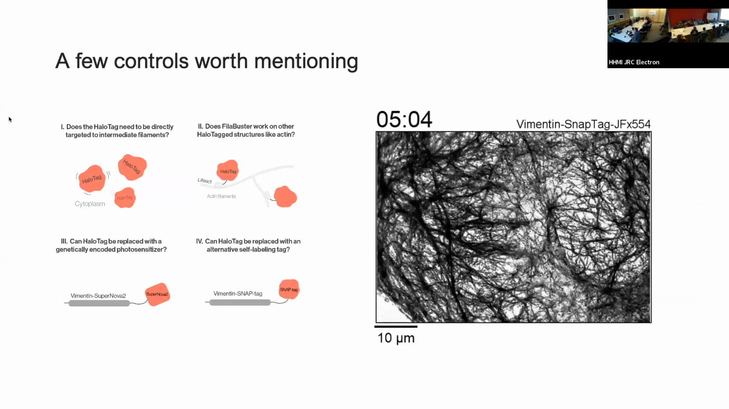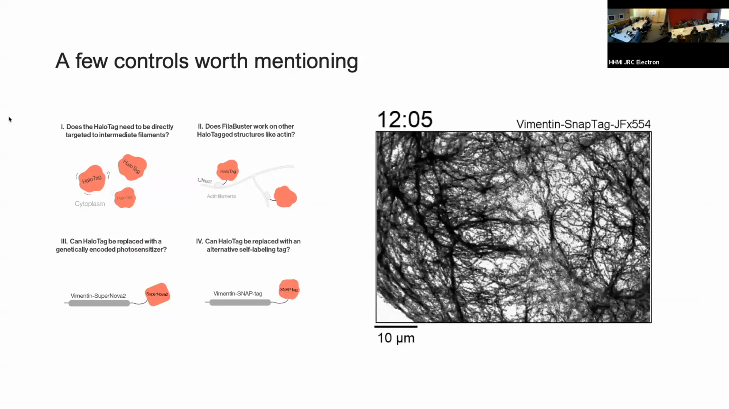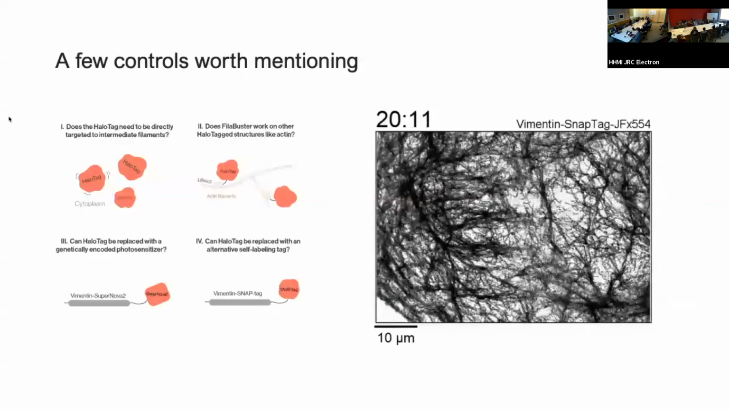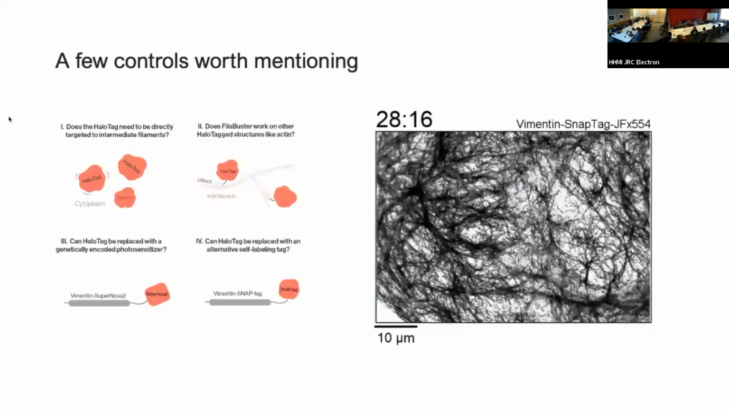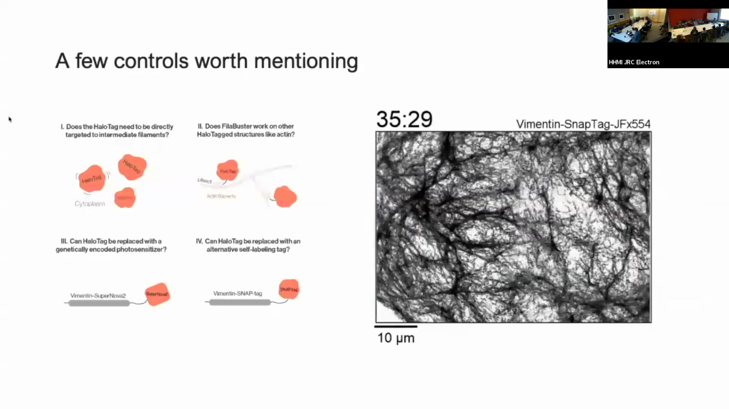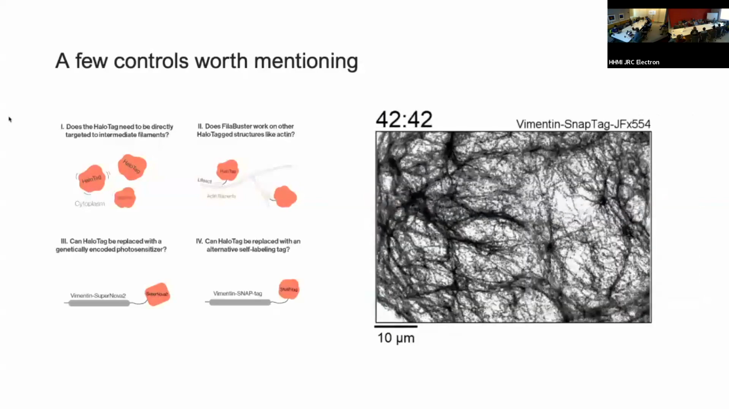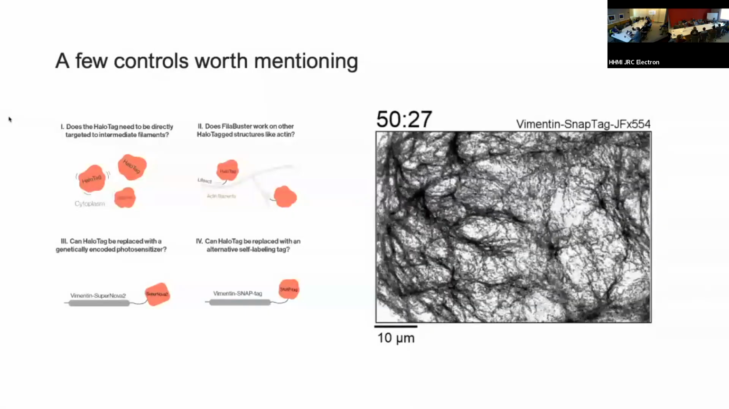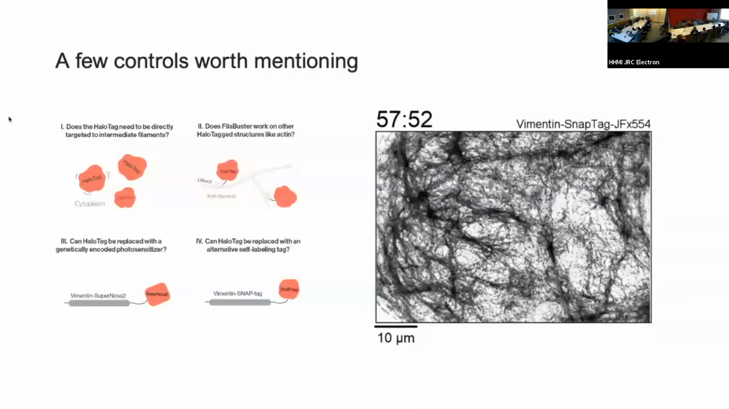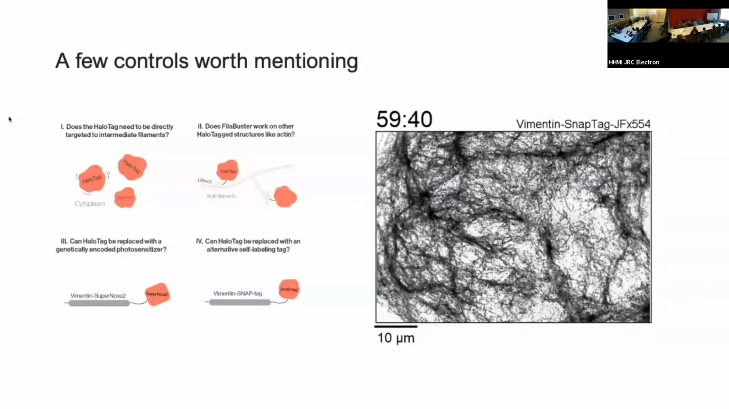So here's the vimentin SNAP tag labeled network. We labeled with JFX554, but the SNAP tag ligand version instead of the Halo tag ligand version. And over an hour of high-speed, high-power imaging, we got maybe an intermediate phenotype where things started to look a little hairy and maybe there was some fragmentation, but not that dramatic, rapid effect. So there's something very unique about the Halo tag and how it can drive this potent disassembly that we simply can't reproduce with other photosensitizer approaches quite yet.